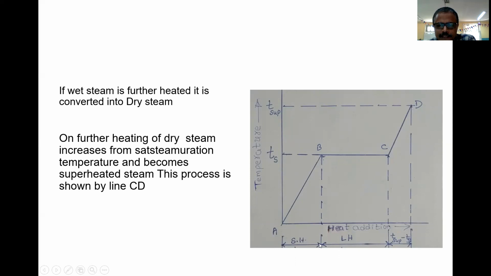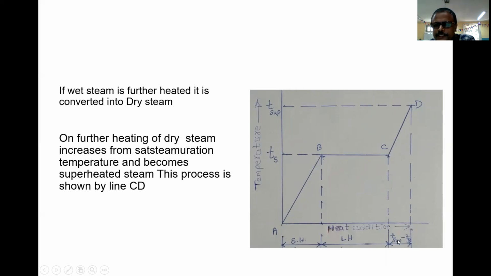One is sensible heat, that is the heat required to convert 1 kg of water to 1 kg of water at its boiling point. That is sensible heat. Then you have got latent heat, the heat required to convert 1 kg of water at boiling point into steam at saturation temperature. That is known as latent heat of vaporization.